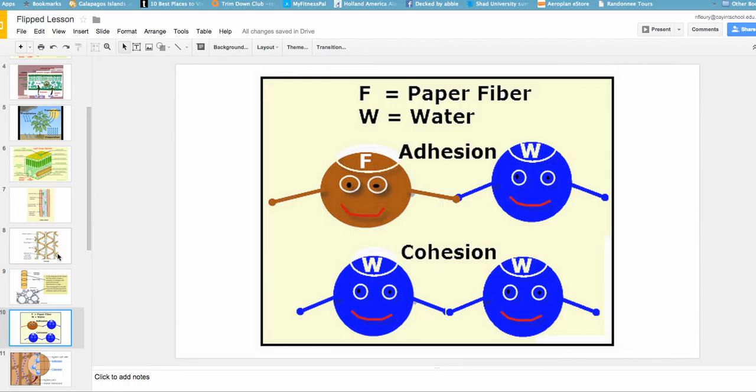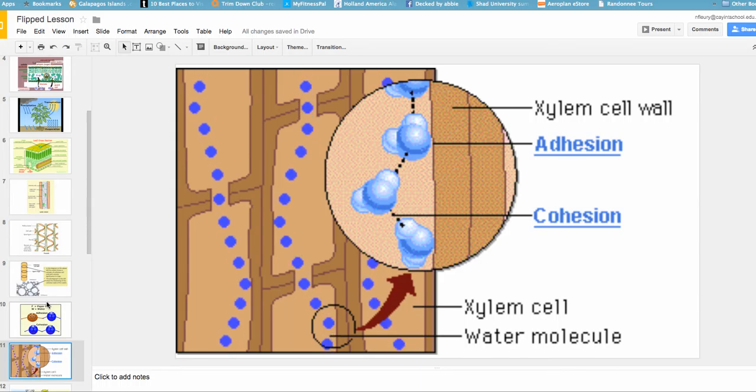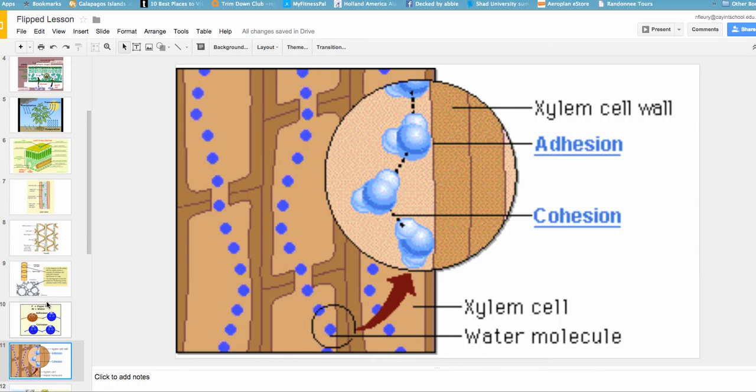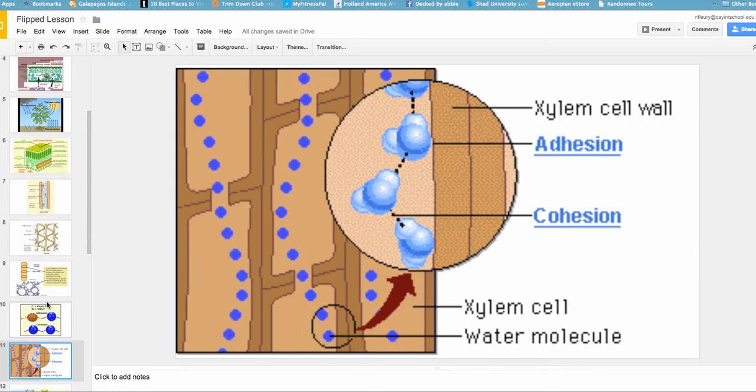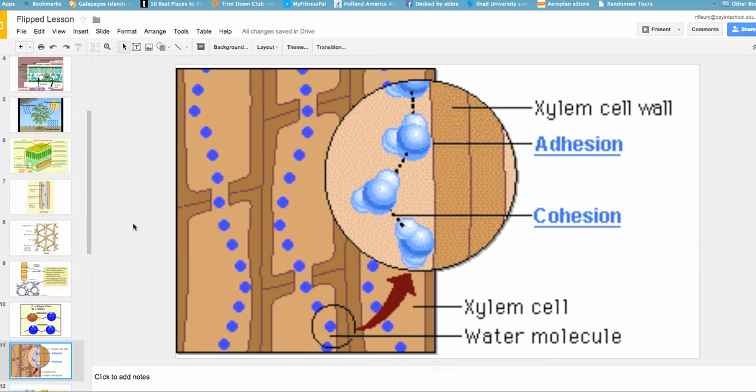Adhesion also plays a role in maintaining the transpiration pull. The water molecules adhere to the walls of the xylem vessels, preventing the columns of water from breaking. So the cell walls of the xylem vessels are charged, which attracts the water molecules, and the adhesive attraction of water to xylem vessel walls moves them up the stem against gravity. Adhesion also helps prevent the columns of water-filled xylem vessels from breaking.